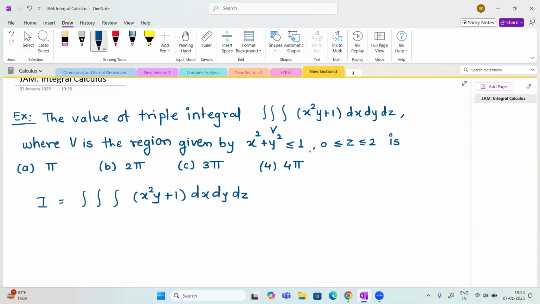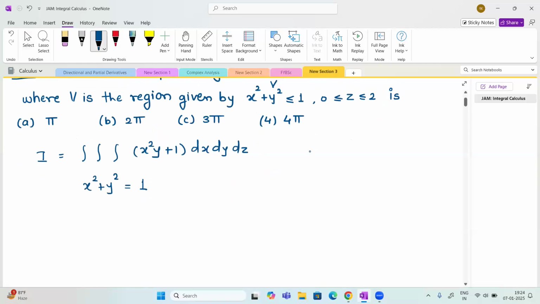So the region is bounded by x square plus y square is equal to 1. Will you tell me this is the equation of what? It's a circle in the xy plane. Am I right? Yes, sir. With center at the origin and radius 1.